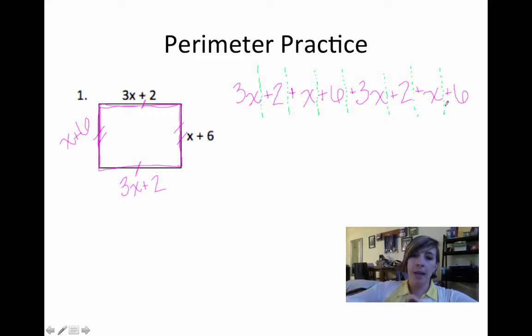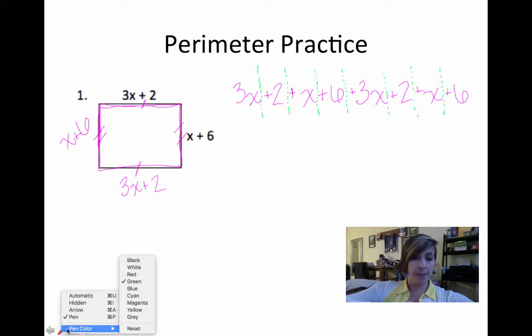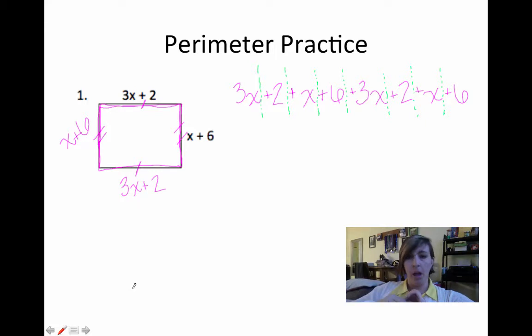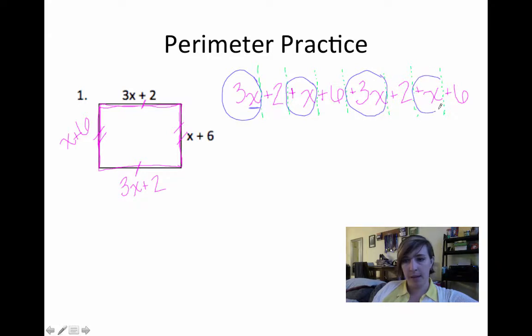So you cannot combine everything unless the variable and the exponent are the same. The coefficient, the number that's in front of that variable, doesn't matter. That's what you're combining. But your variable has to be exactly the same. So let's go with blue. I'm going to circle all of my terms that have an x as the variable. So I've got 3x. I've got a positive x. I've got another 3x, and I've got another positive x.